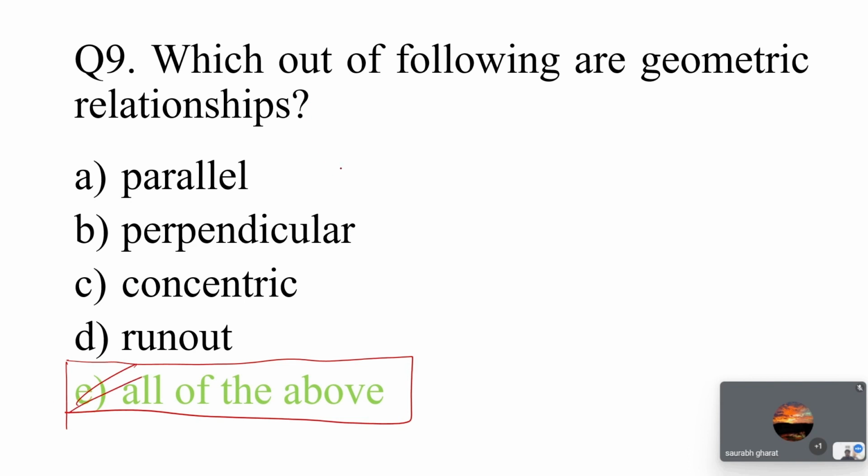As everything mentioned here is actually a geometric relationship. Okay, so all of the above is the correct answer.